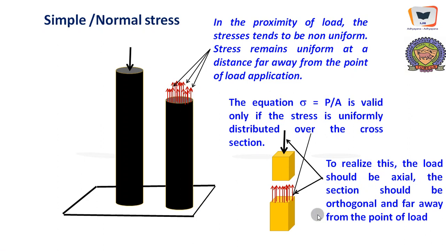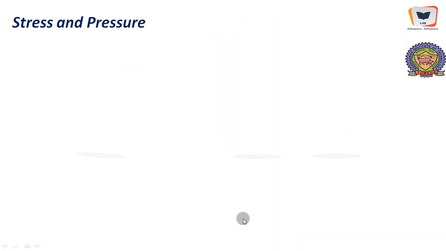To realize this, the load should be axial, the section should be orthogonal, and it should be far away from the point of load. And we need to differentiate at this point as to what is pressure and what is stress, because both of them have something in common. They are expressed as Newton per millimeter square or kg per meter square, whatever, because pressure is also the load acting over a surface area.